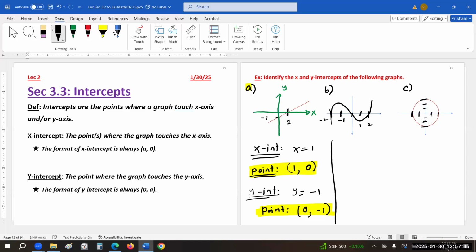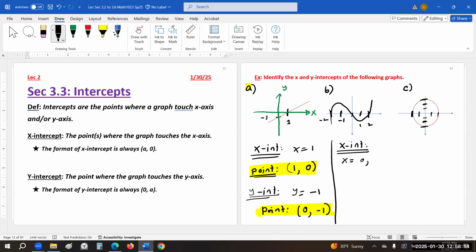I will help you, so don't be scared. Let's start with x-intercept. Who would like to try x-intercept? What's the x value? What's the x-intercept here? For B. Anything else?